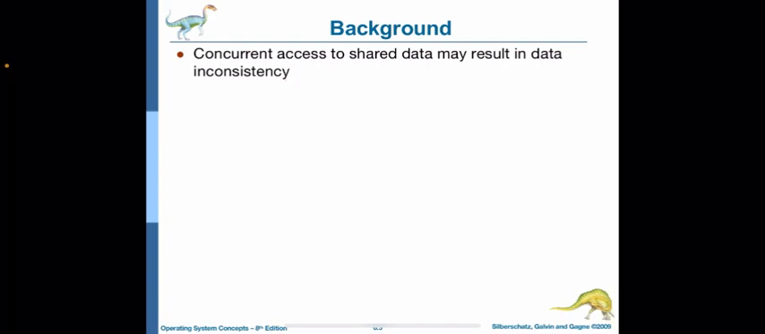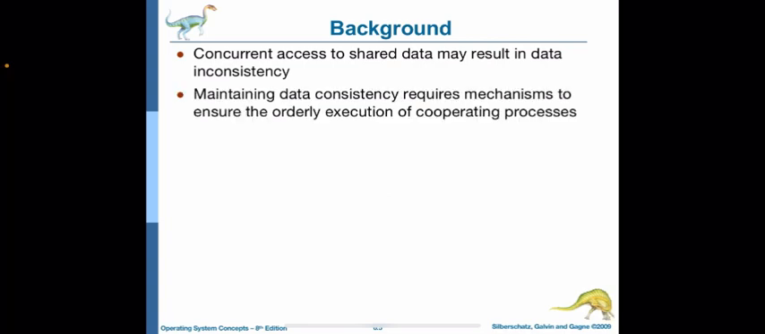You remember that bank account, the amount deposited was not reflected correctly, right? That is an example of data inconsistency. So maintaining data consistency requires a mechanism to ensure orderly execution. We should ensure that these two different processes which operate on the same data are executed in some order to ensure that data is consistent. So how can we insist on such an order? That is the question. That is what we mean by process synchronization.